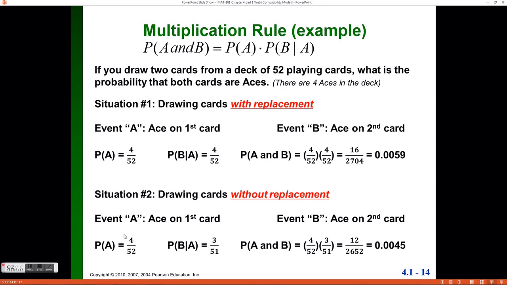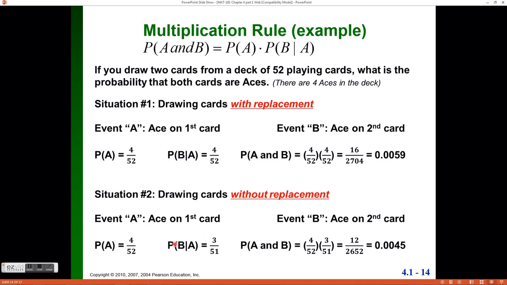Well, nothing's changed for the first card. The probability that I pull an ace on my first card would be 4 out of 52, just like before. But on our second pull, something's now different. Because I'm not putting the card back, I have a different probability for pulling an ace on the second card.